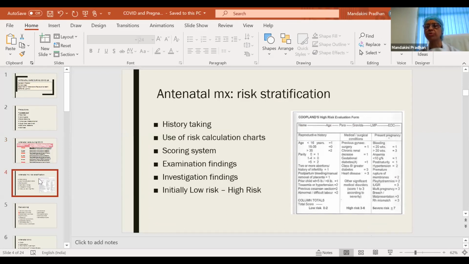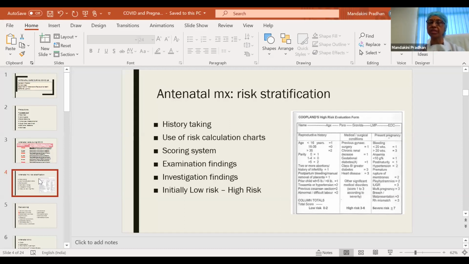But first, how do you know that this is a low risk pregnancy? Are there certain guidelines to classify them? You take a history and do some risk calculation, taking into account the past medical and surgical conditions the mother has, her reproductive history, and the current pregnancy history. One of the charts that we also use, with a little modification, has been put up here, but you can always modify it according to things that are missing or that you want to add.